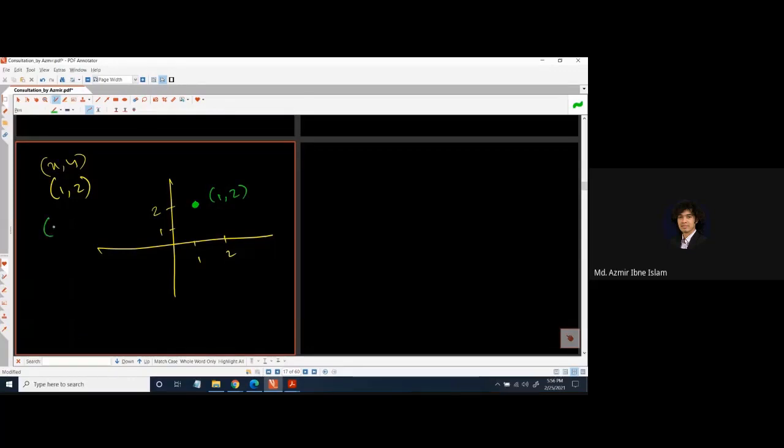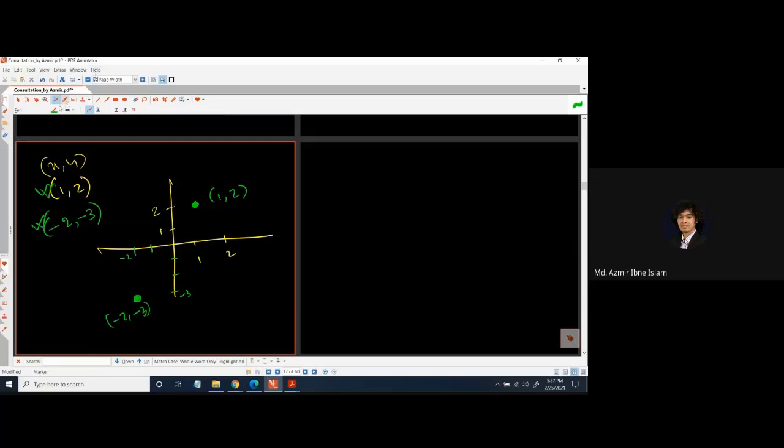Let's say we are targeting (-2, -3). So -1, -2, and -1, -2, -3. So the point will be here. This is (-2, -3). So we know from the concept of geometry how to locate any point.